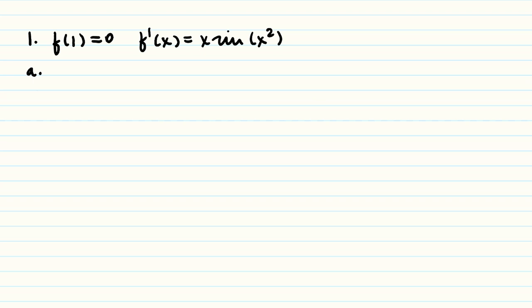All right, in this video, I'm going to be recording the solutions to homework 2.4, which is on derivatives of inverse functions. So the first problem is like a free response type question where you only get the first two parts. Let f be a function with f of 1 equals 0 and f prime of x is given by x times sine of x squared.